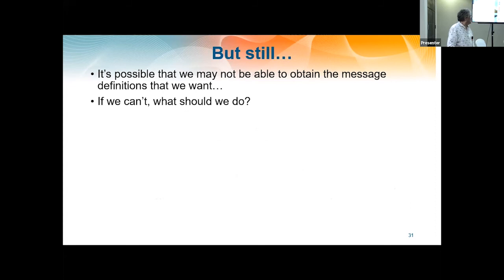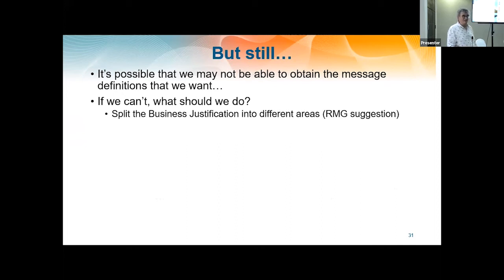So what should we do? We could split the business justification into different areas, which is a suggestion we've already had from the RMG. It's not clear, at least not to me, how that helps. It means you've carved it up into little bite-sized pieces, which people might find easier to swallow. But it doesn't help at all with the question, what should the messages look like?